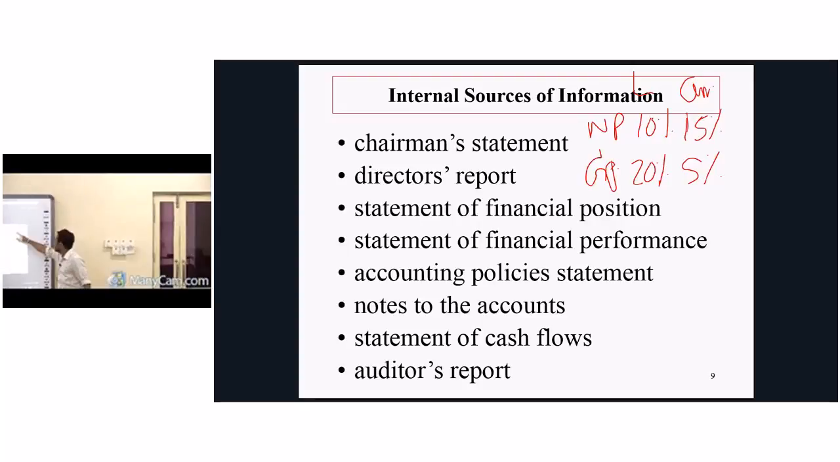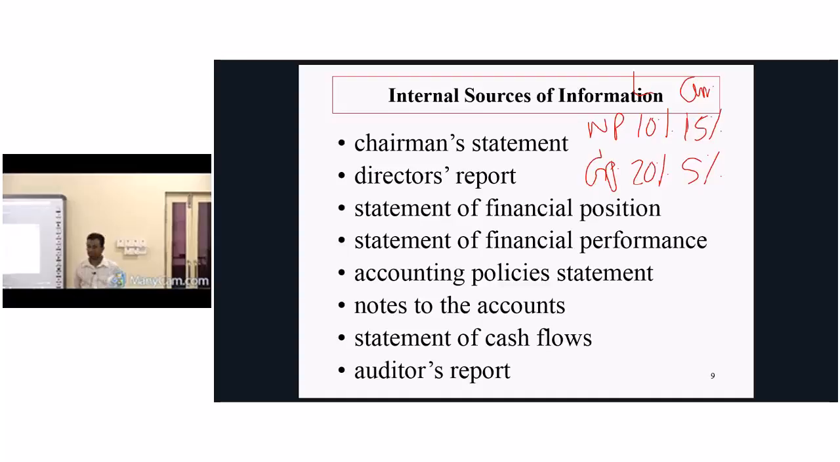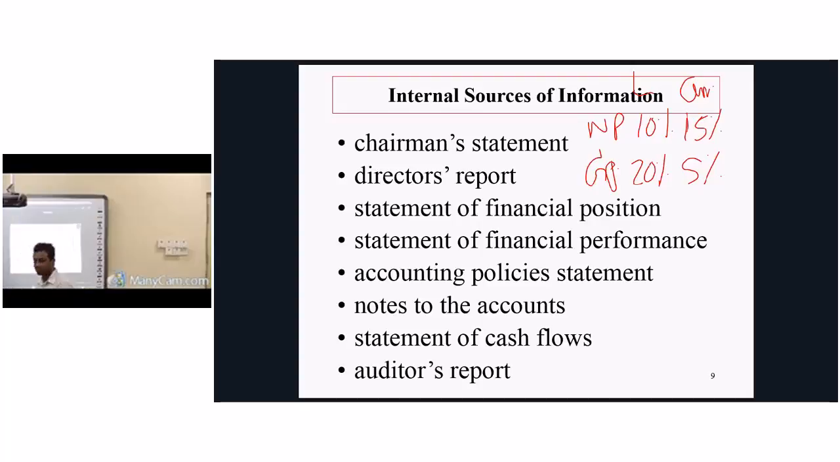If you look at this kind of scenario, what has happened? The NP ratio has increased while the GP ratio has decreased. What do you think? What is your opinion finally? These are profitability ratios, no? Is profitability good or bad?